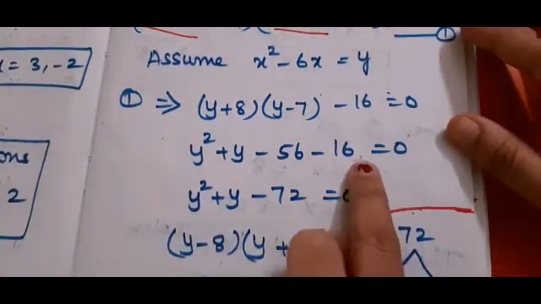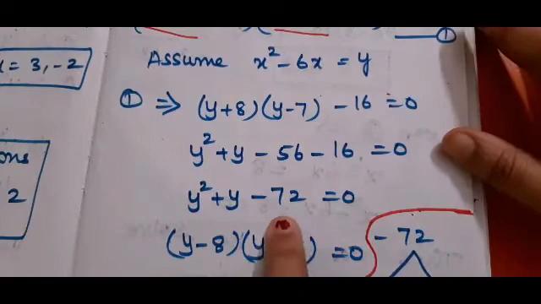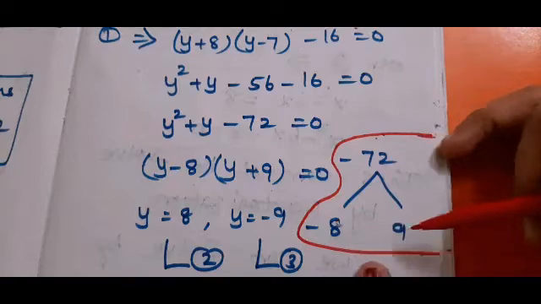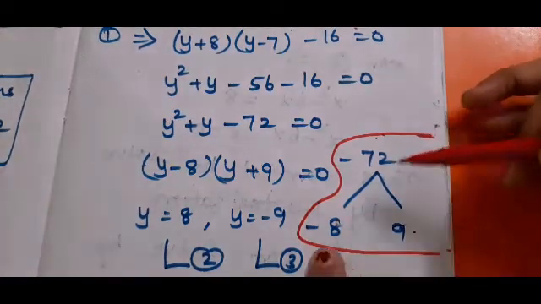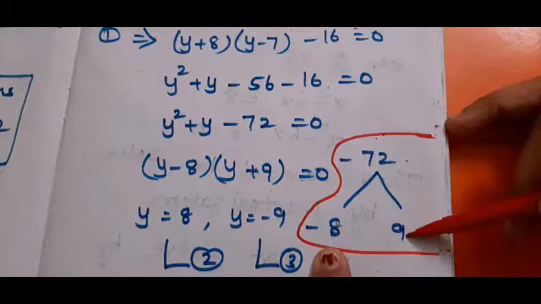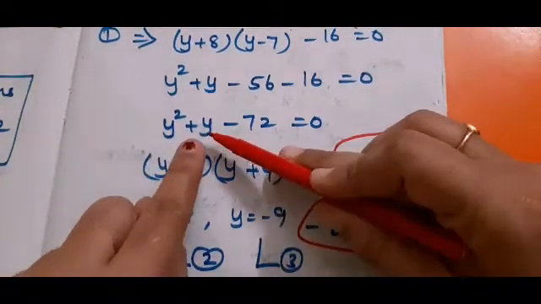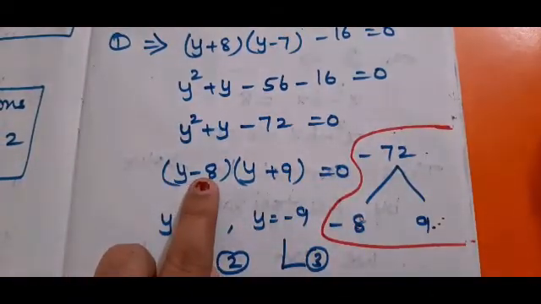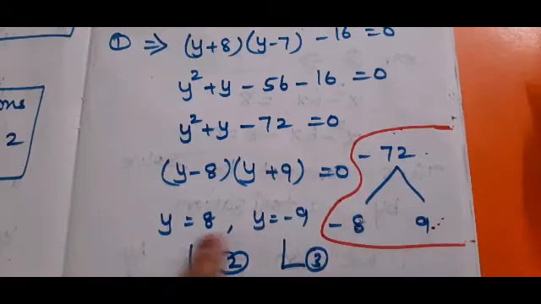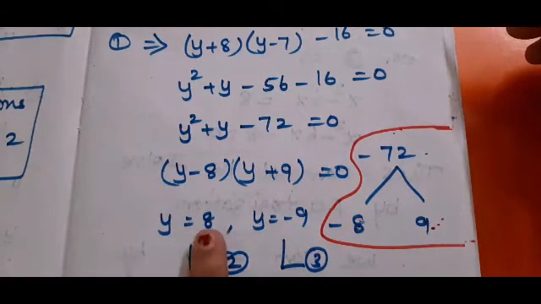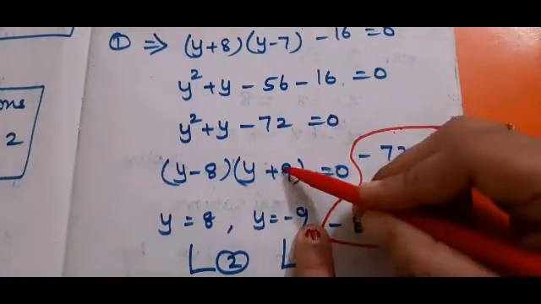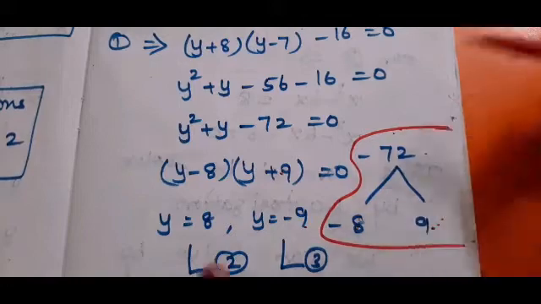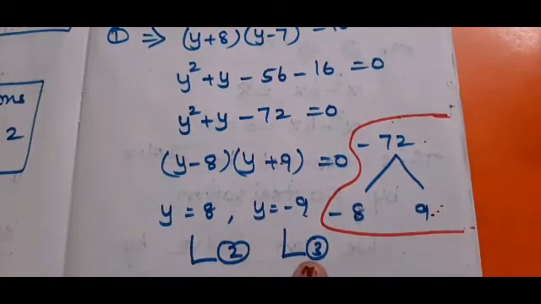Then minus 56 minus 16 means minus 72. So this minus 72 should be factorized: 8 9s are 72, minus 8 plus 9, I should get plus 1. So (y minus 8)(y plus 9) is equal to 0. That is, y is equal to 8 and y is equal to minus 9, taking this positive 9 to that side. This is the second equation and this is the third equation.